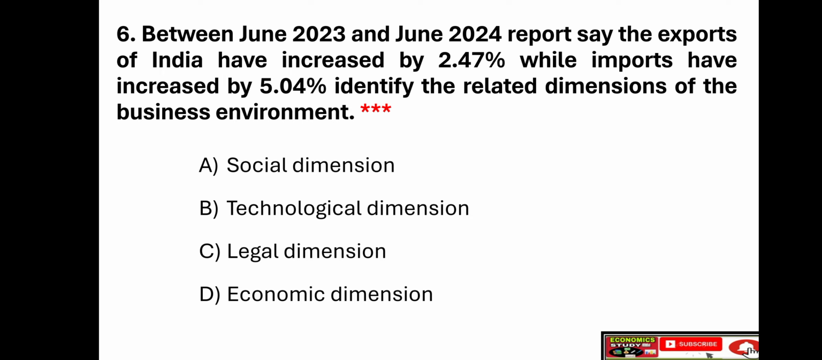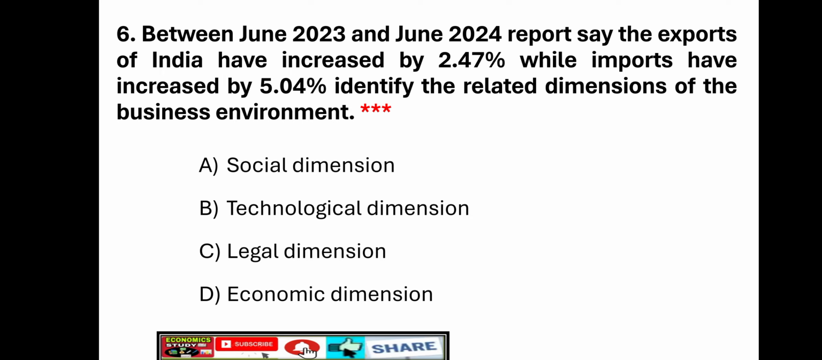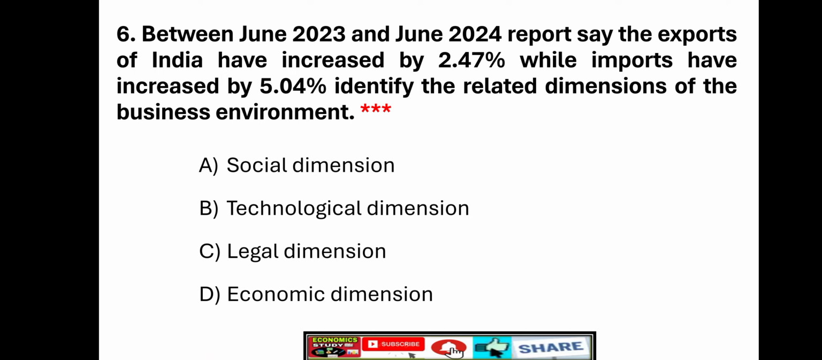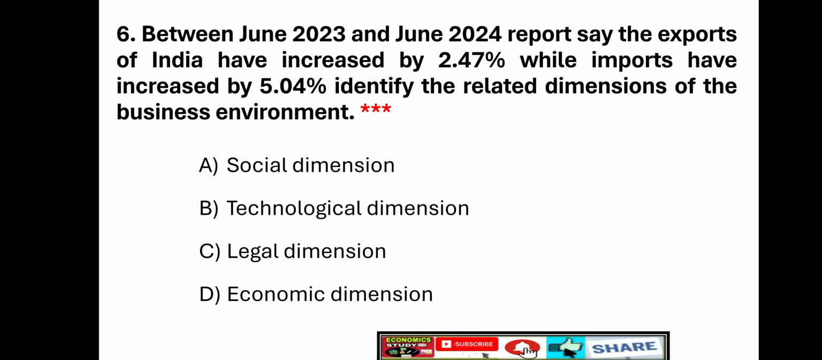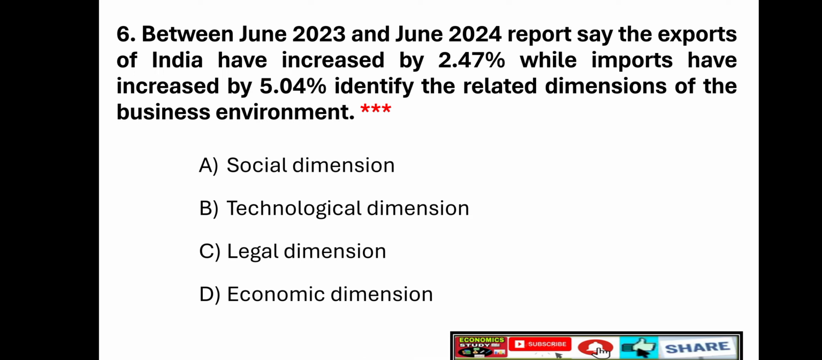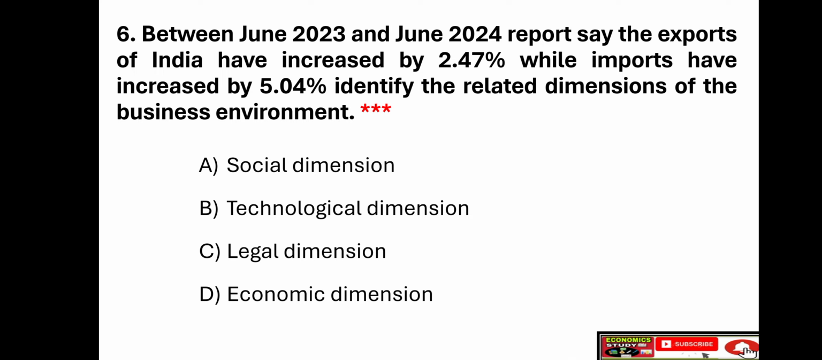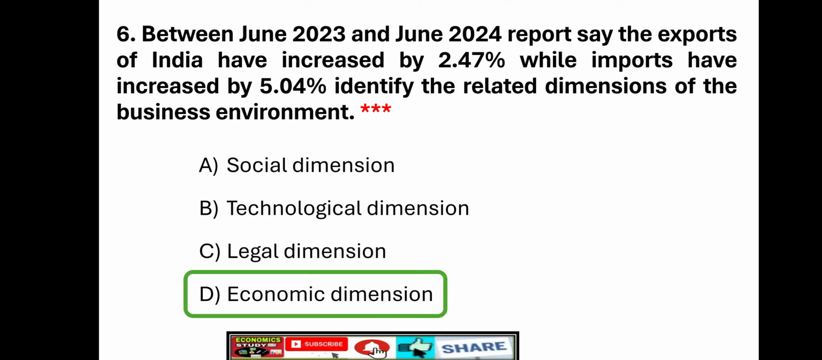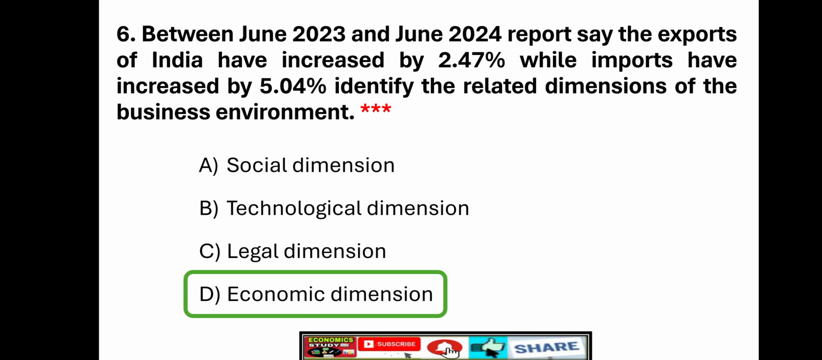First one, sixth question. Between June 2023 and June 2024, reports say the export of India has increased by 2.47% while imports have increased by 5.04%. Identify the related dimension of the business environment. Option A, social dimension. Option B, technological dimension. Option C, legal dimension. Option D, economic dimension. Answer is option D, economic dimension.